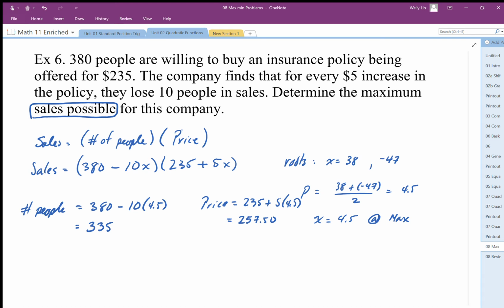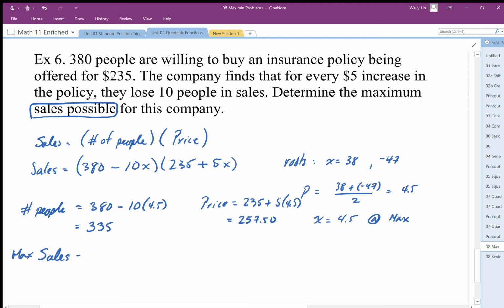Okay, so I'm going to need to calculate the maximum revenue here. I need to multiply this together. So I'm going to multiply the number of people times the price. So I go 335 times 257.5. That's going to give me the maximum revenue of about 86,000. So this is the maximum sales.